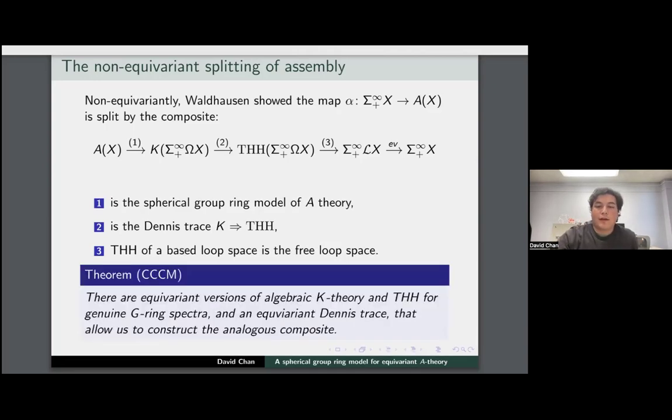Okay, so the theorem, stated slightly more precisely, is that there are equivariant versions of algebraic K-theory and THH for genuine G ring spectra, as well as an equivariant Dennis trace that lets you construct the analogous composite here, and then you can split this inclusion. The real technical labor is in showing that you can build these theories of algebraic K-theory and THH, and that you have this Dennis trace here. Okay.